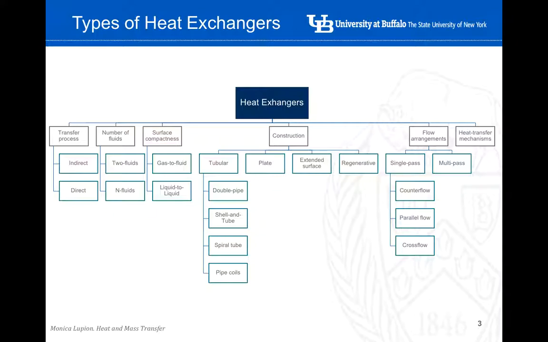As for the types of heat exchangers, there are different types that you can find in industry. There are different types of classification as well, depending on the transfer process and the number of fluids. Normally it's 2 fluids. How compact is the heat exchanger, the construction of the geometry, if it's tubular or it's a plate. Also the flow arrangement, we'll talk about single pass or multi-pass, counterflow and parallel flow and cross flow. And finally as well, depending on the heat transfer mechanism.